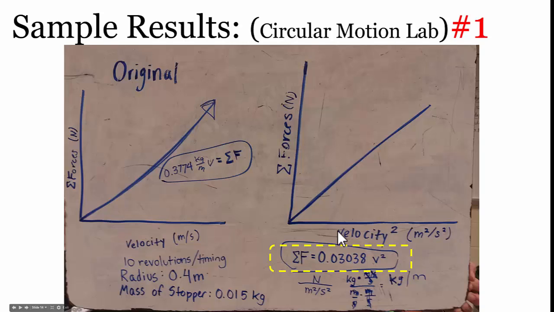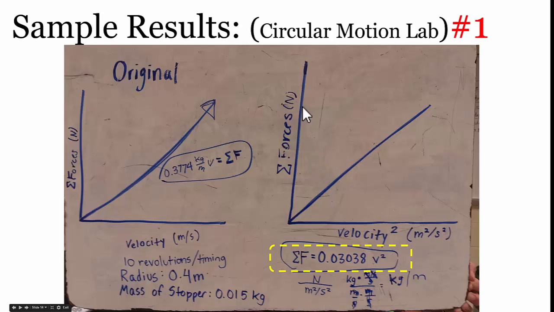In one example, when a group graphed as the velocity changed, the sum of the forces increased in a parabolic fashion, and so they re-expressed that graph as a linear relationship by squaring their x variable, in this case squaring velocity. They found that when they graphed the sum of the forces versus velocity squared, they got a straight line, and the algebraic representation was the sum of the forces is equal to the slope, which is 0.03038, times velocity squared.